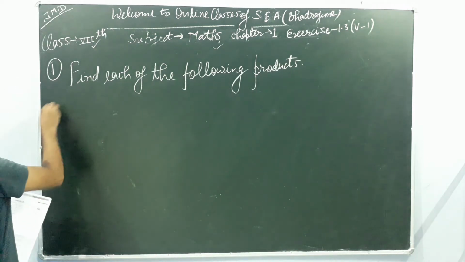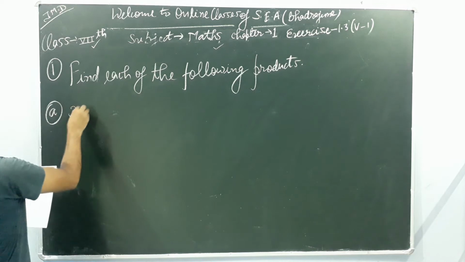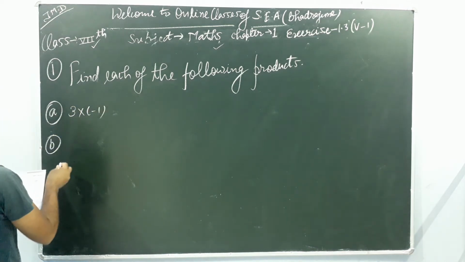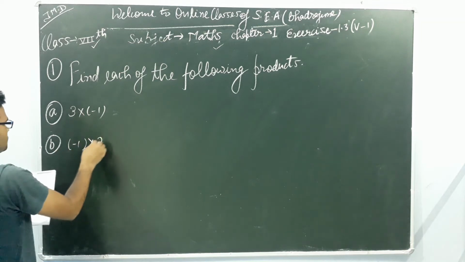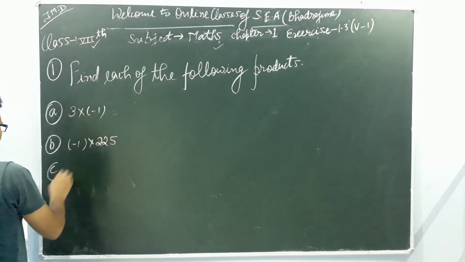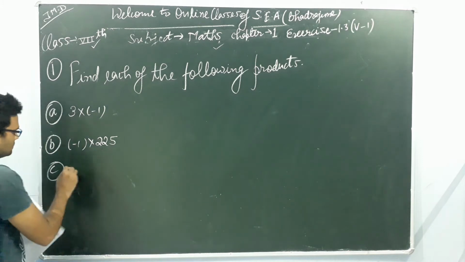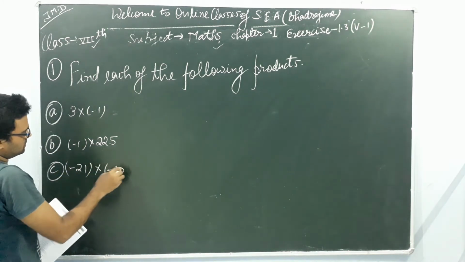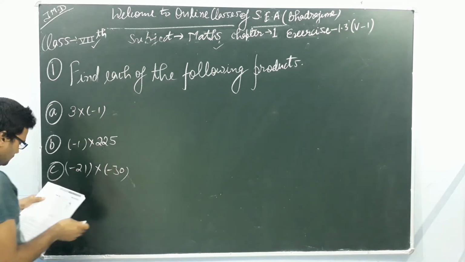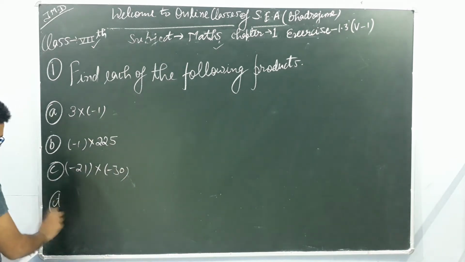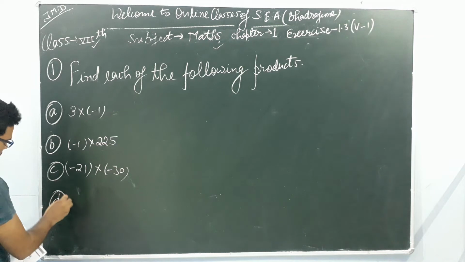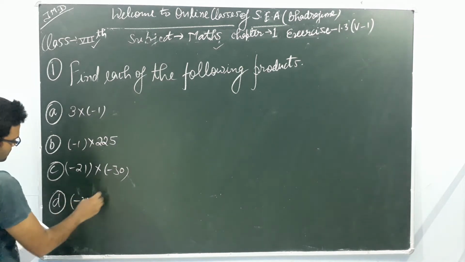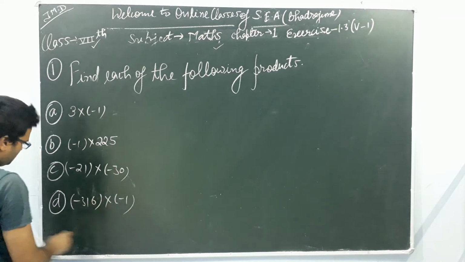Part A is 3 multiplied with minus 1. Part B is minus 1 multiplied with 225. Part C is minus 21 multiplied with minus 30. Part D is minus 316 multiplied with minus 1.